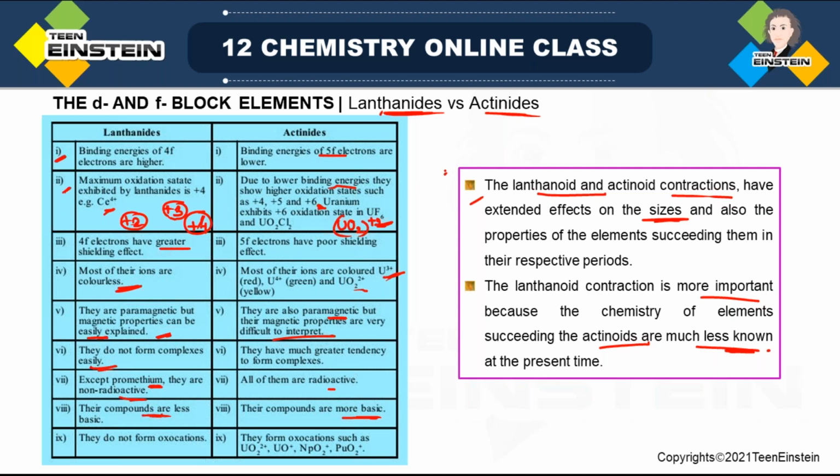Fine. So here we have some points which are related to the size decrease as we are moving from left to right, and this is known as lanthanide contraction and actinoid contraction. So in this table, in any of these points, because there are a total of 9 points we have discussed, if there is any doubt, please mention.